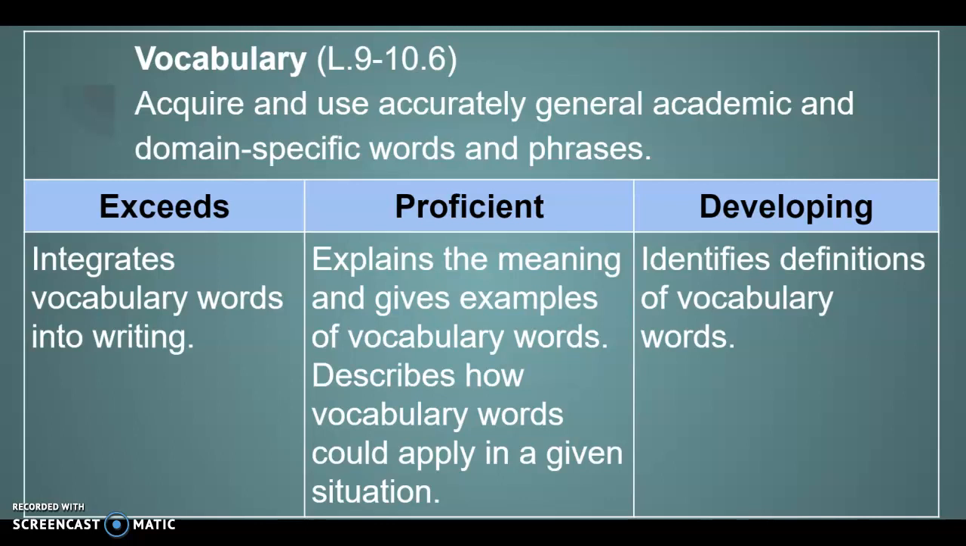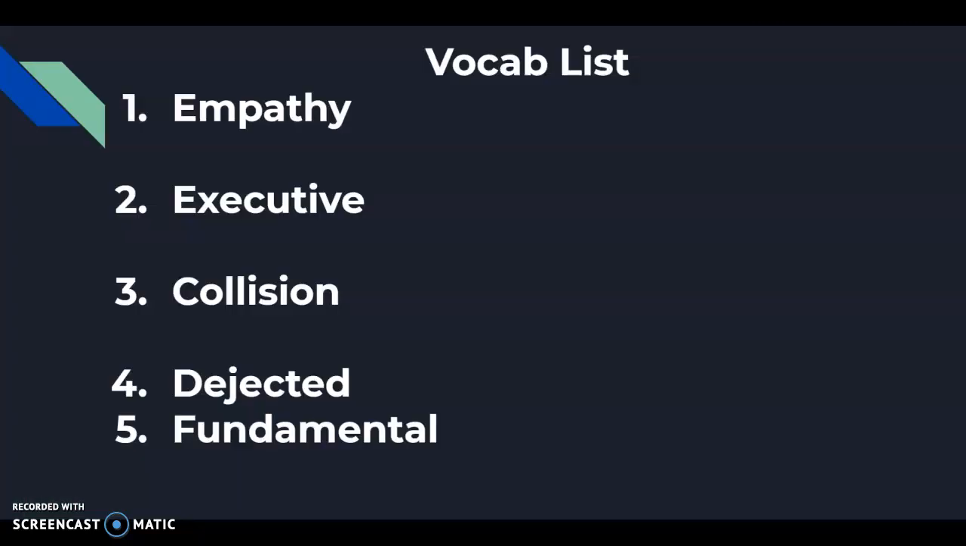For proficient, you'll need to be able to explain the meaning of a word and give examples of the word and explain how the word could apply in a given situation. And for exceeding, which we're all working towards as well, is to integrate vocabulary words into writing. So the work that you're going to be doing this week will have you doing all three of these components with these vocabulary words. But first I want to review the words from last week.